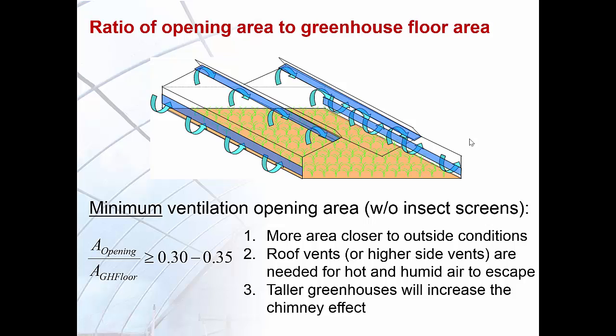More roof opening area to floor area means closer to outside conditions inside the greenhouse. Roof vents or higher side vents are needed for hot and humid air to escape from the greenhouse space, and taller greenhouses will definitely help increase the chimney effect, contributing to improved natural ventilation rates in the greenhouse system.